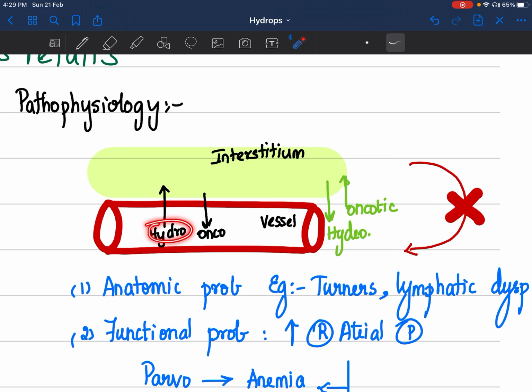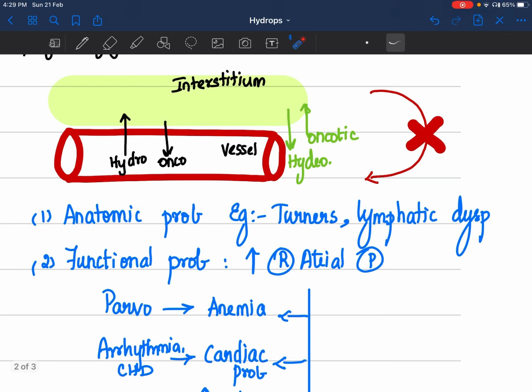So in the vessel, if hydrostatic force is more, it pushes fluid into the interstitium. In the vessel, if oncotic pressure is less, then it cannot hold on to things inside the vessel, so the fluid leaks out. Correct? So this is how you should remember easily. Keeping this in mind, think of things that can cause fluid accumulation in the interstitium.